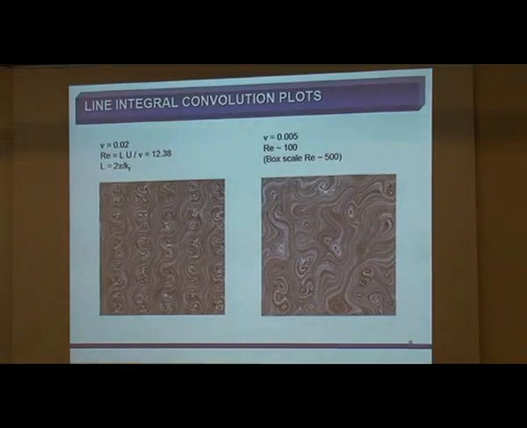What is the Reynolds number for the stability of this flow? I don't remember. It becomes unstable at 20 maybe, or 10, between 10 and 20, I think.